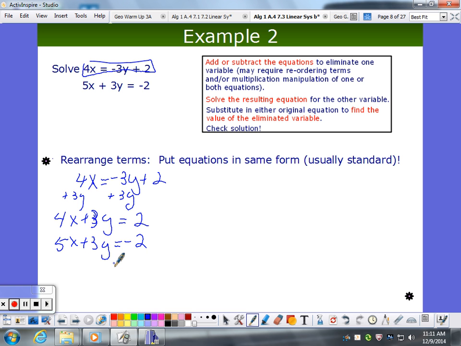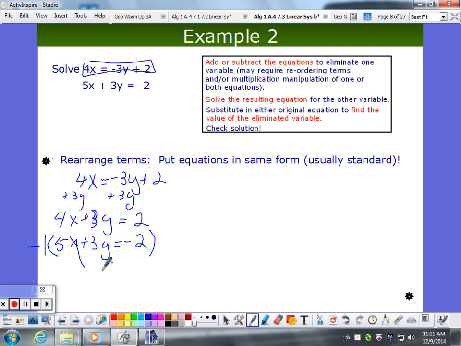Now to use elimination, is it hard or easy to eliminate a variable? These are not opposites, they're sames. So I tend to look for sames or opposites. Because if they're the same, how can I make them opposite? How can I make them opposite? Multiply by -1. Through the whole thing.